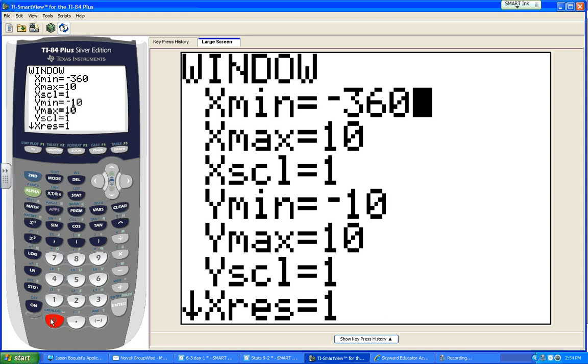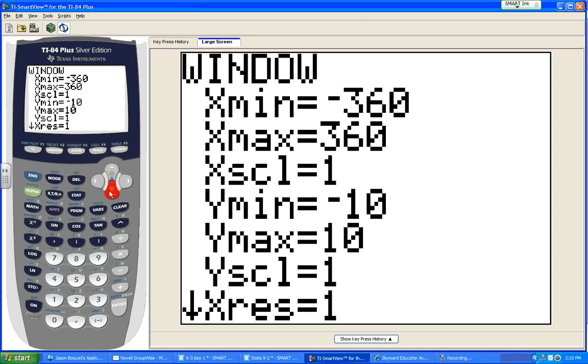Because I'm in degree mode, right? And then 360 degrees. What do you think x scale stands for? What does that mean? Not yet. Nope. Y max and min are down here. Yep. Good try, though. Basically, it means how often would you like a tick mark? How often would we like a tick mark? Well, how often did we put it on ours?